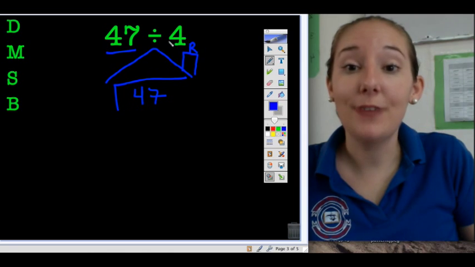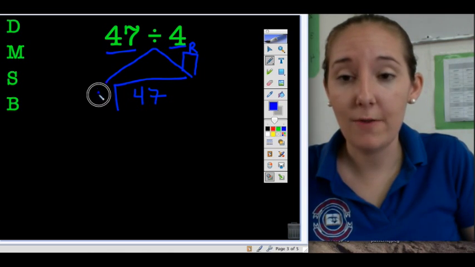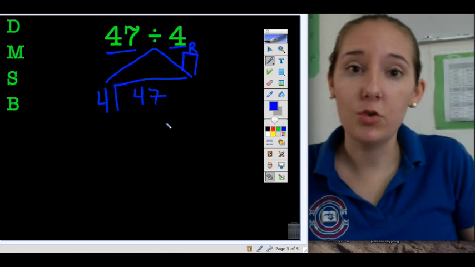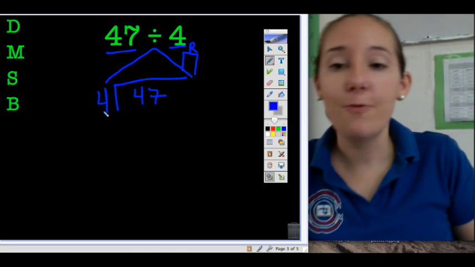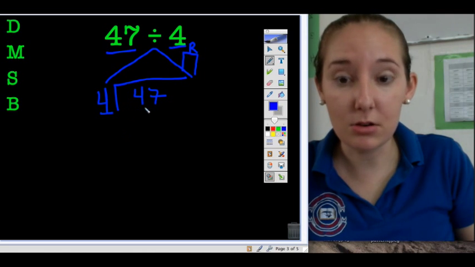Okay, so we're going to divide this by, what's our divisor? 4. Okay, so we're going to write 4 right here. And imagine 4 is coming to knock on the door of Big Mama's house. Hey, duk, duk, duk. Okay, 4 is knocking on the door.